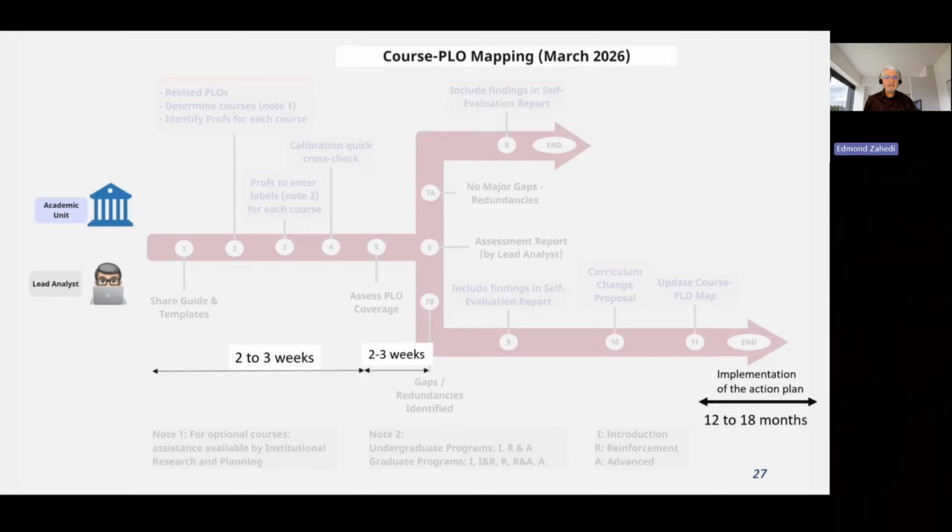Now, in terms of timing, the mapping itself is a relatively short activity, often a matter of weeks, because it is based on existing course information. The longer part is what happens after all of this is over. If changes are needed, curriculum revisions, approvals, maybe minor or major modification, and course updates can take 12 to 18 months during the implementation of the action plan. So this is after the self-evaluation report has been submitted. There may be some work to be done, but this work can be spread over a longer period of time.